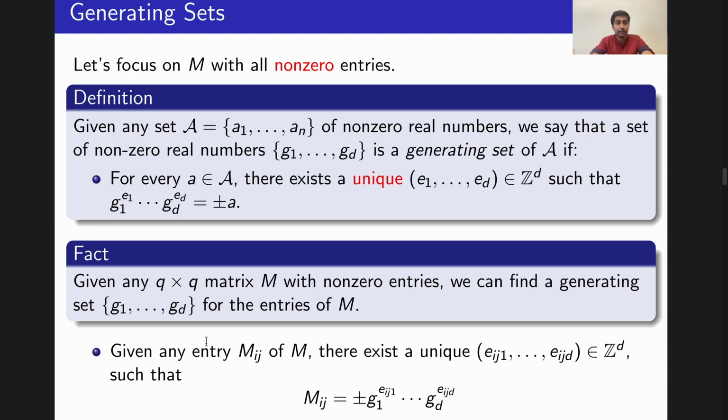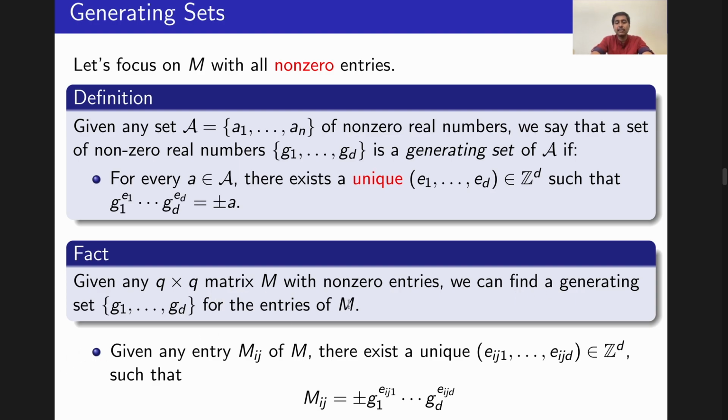So I will first need to make a few definitions. Let's focus on the matrices M with only non-zero entries for now. Given any set A of non-zero real numbers, we will say that the set g1 through to gd is a generating set of A if for every element of the set A, there is a unique sequence of integers e1 through to ed such that the product of gi to the ei is equal to plus or minus A.